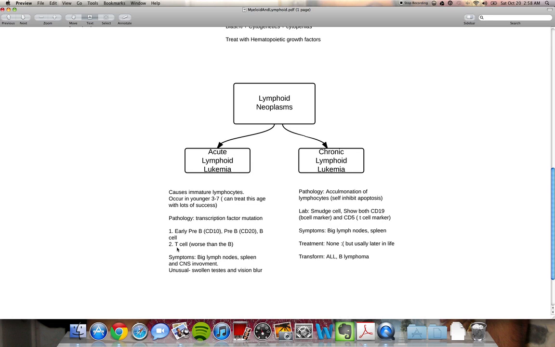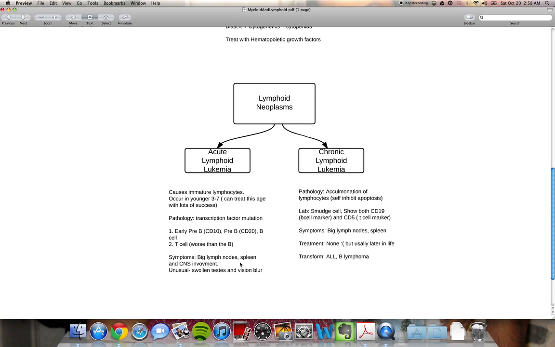Both are bad, right? Now, the symptoms are going to be big lymph nodes and spleen. That's the usual for almost everything. The ones you want to look at is you're going to have a swollen testes, sorry guys, vision blur, and central nervous system involvement. All right, and now we're going to go ahead and move on to chronic lymphoid leukemia. For chronic lymphoid leukemia, you're going to have a buildup of mature lymphocytes.